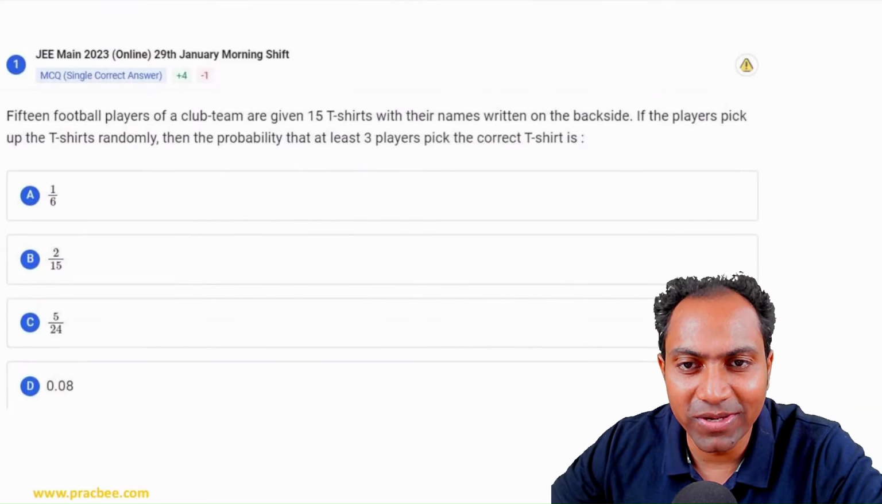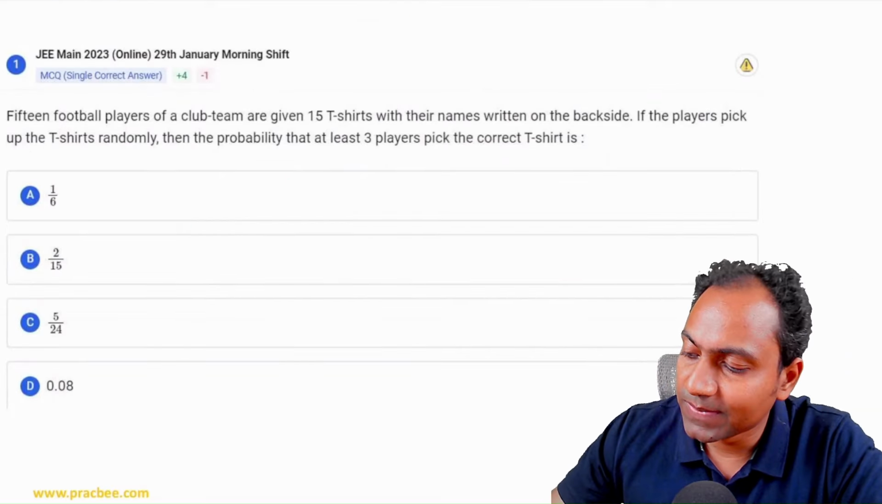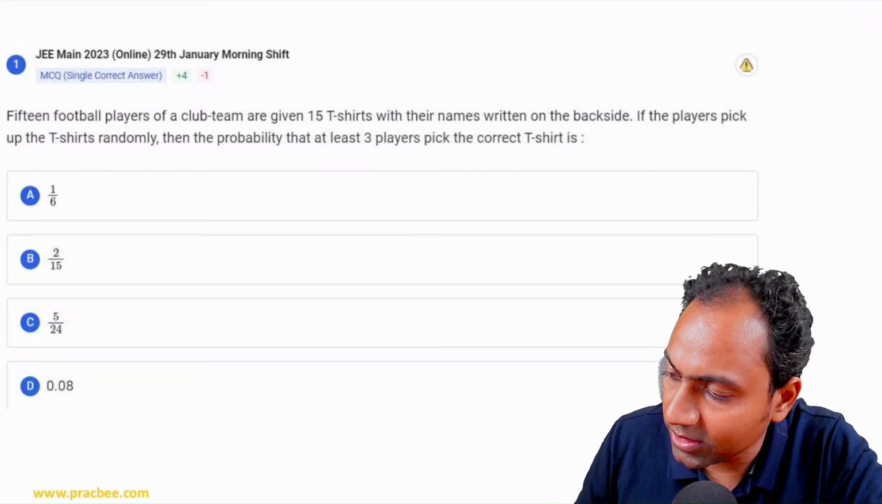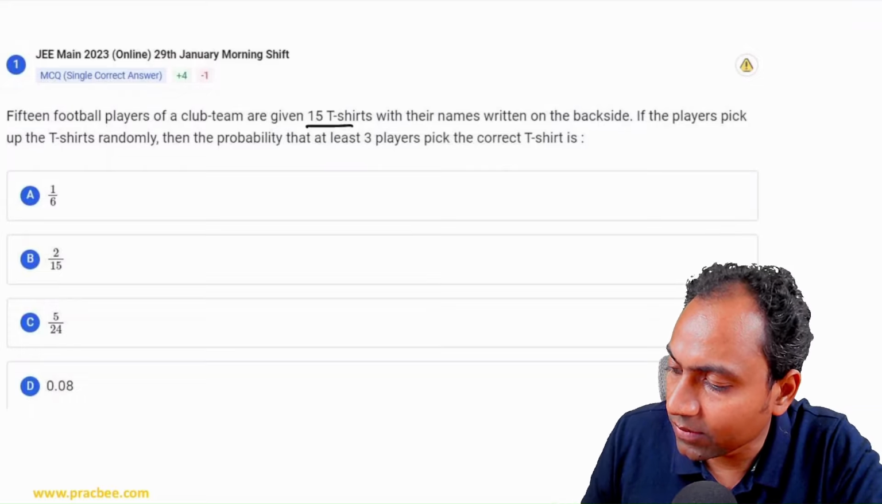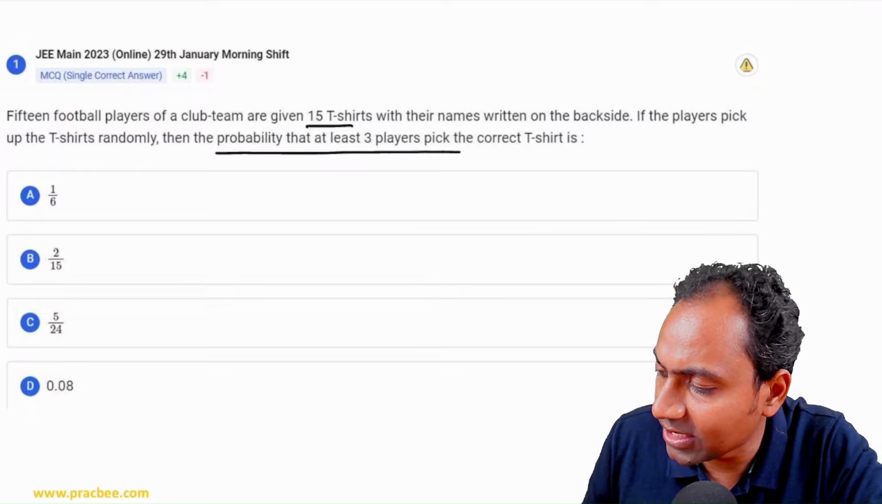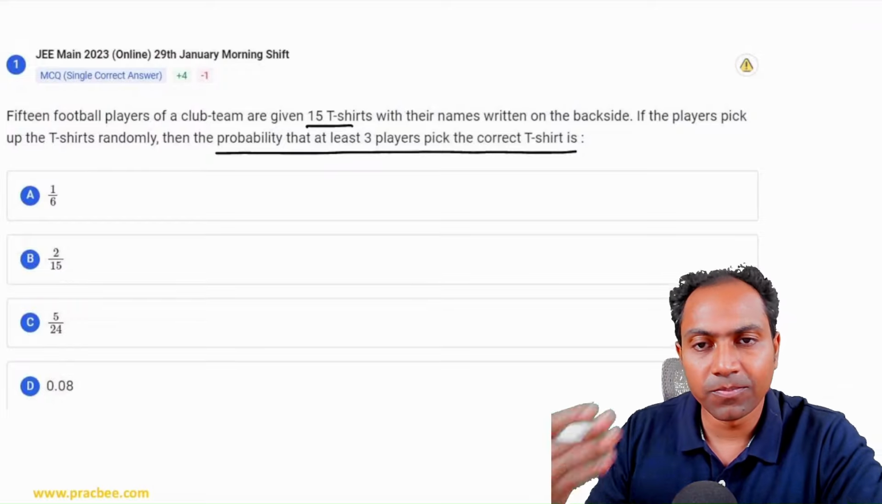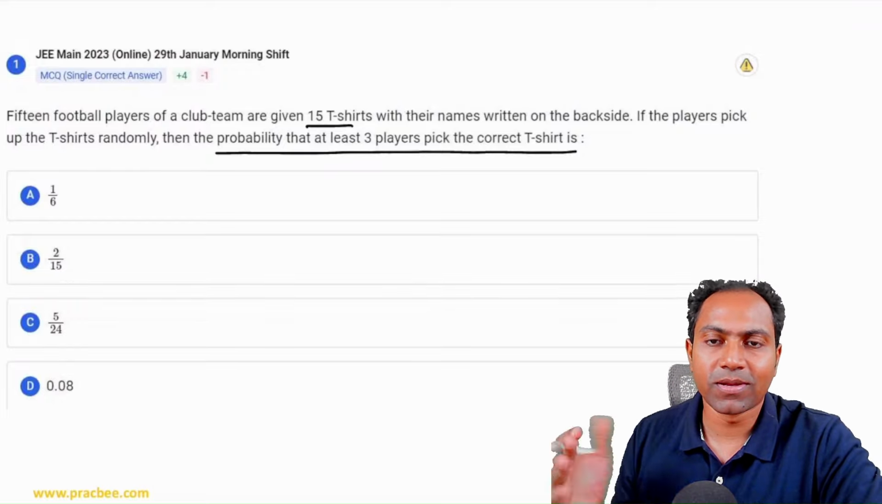So in this 2023 question, what we are looking into is basically a team picking their t-shirts. There are 15 team members picking up their t-shirts with their name written on the back. And what they are asking is the probability that at least 3 players pick the correct t-shirt. So 3 can be correct, 4 can be correct, till 15 can be correct. That is what they are asking.